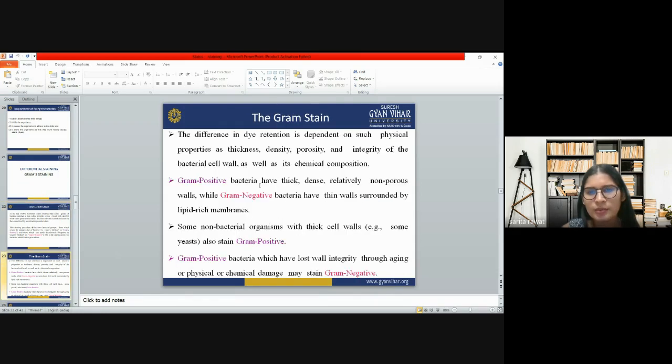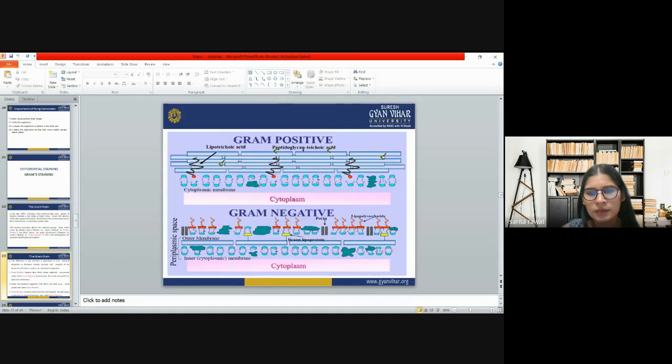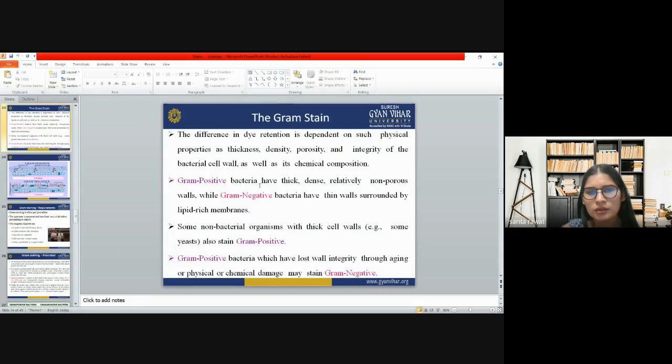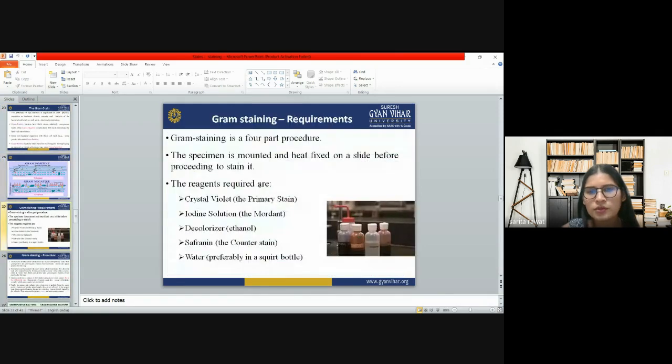So this is the gram staining techniques. It will include positive and negative dye already. So this is the gram staining requirement. We need a crystal violet. So basically we need a primary stain, then we need a moderate stain, then we need a decolorizer, then we need a counter stain, and then we see it.